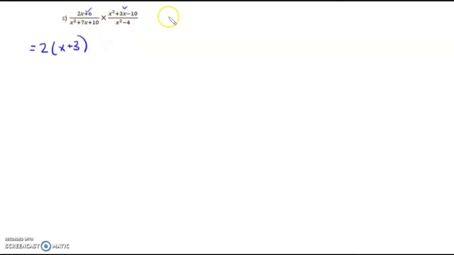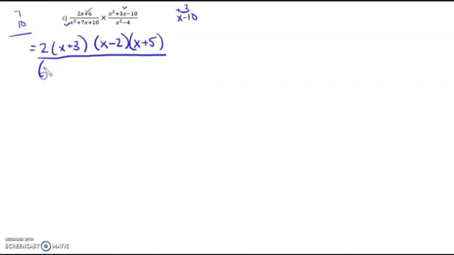And then here, what two numbers multiply to negative 10 and add to 3? Well, I get x minus 2, x plus 5. And then what two numbers multiply to 10 and add to 7? I get 5 and 2, so x plus 2, x plus 5. And then this is a difference of squares, x plus 2, x minus 2.